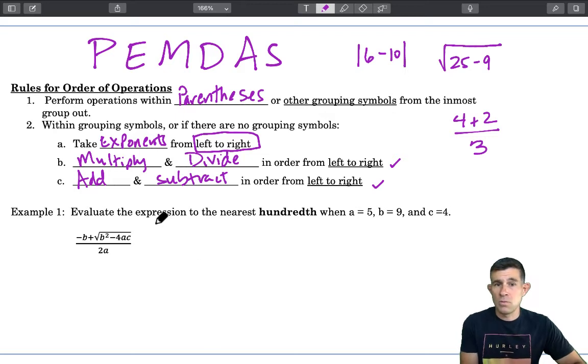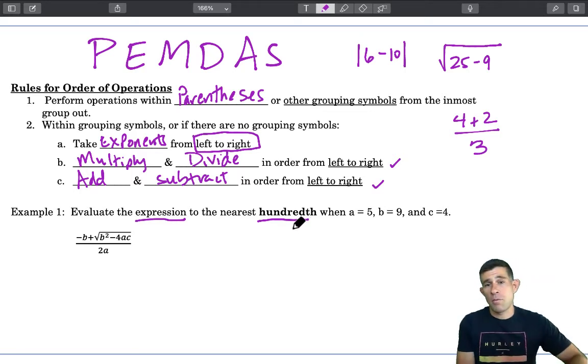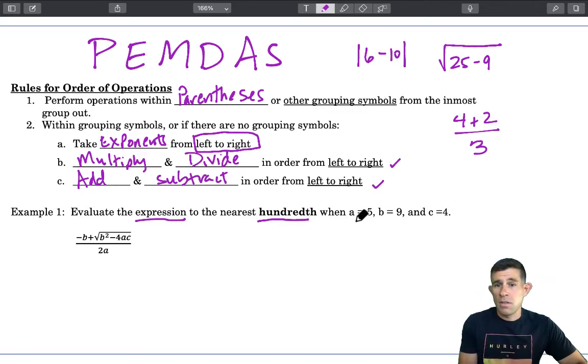All right, let's take a look at example 1. It wants us to evaluate the expression. Notice that this is an expression, not an equation, to the nearest hundredth. Now, another important topic here in mathematics is understanding your units and your place values. So we're going to round to the nearest hundredth, which would be our second decimal place. So we're going to evaluate this when A is 5, B is 9, and C is 4.